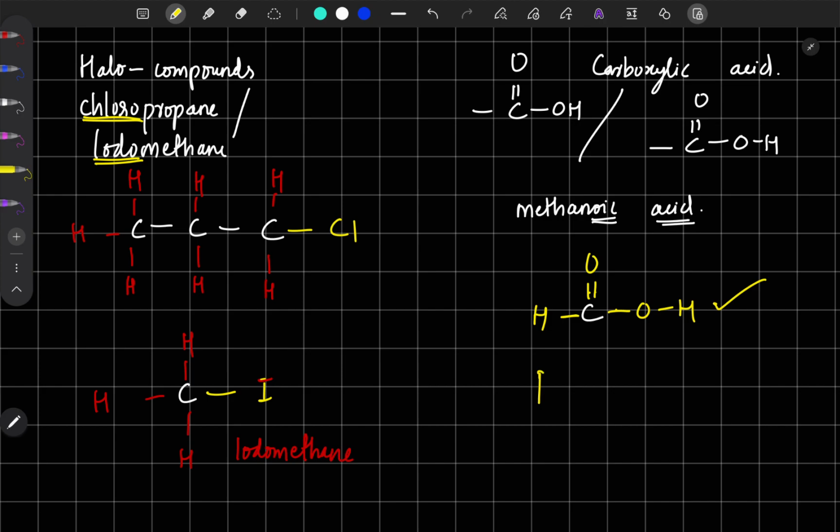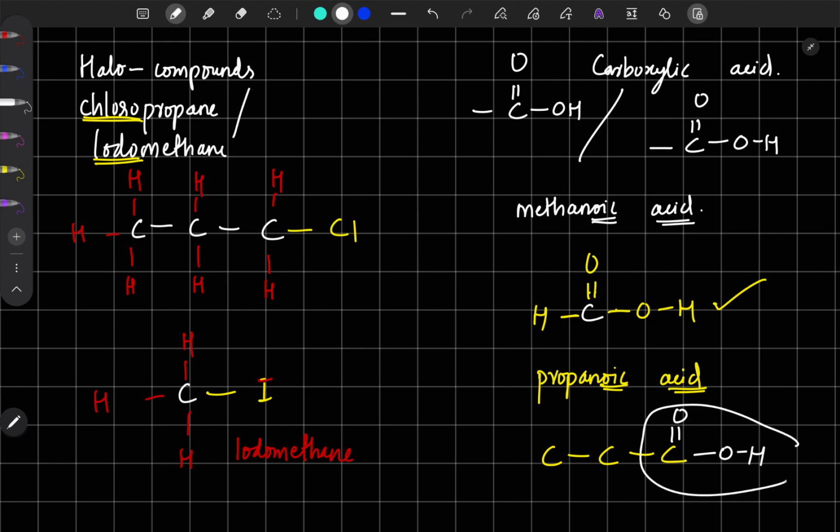Similarly, anything I can try. If it is propanoic acid, first step, identify the number of carbon atoms. What is that? Prop means what? 3, because prop is the root word for a compound containing 3 carbon atoms. You can check the nomenclature of organic compounds. So I have done the first step. Second step, oic acid. Oic acid means my compound has a carboxylic acid functional group, so I will attach the carboxylic acid functional group.